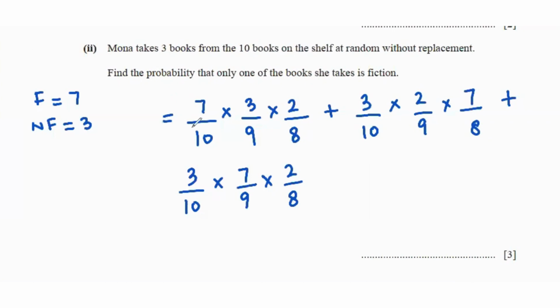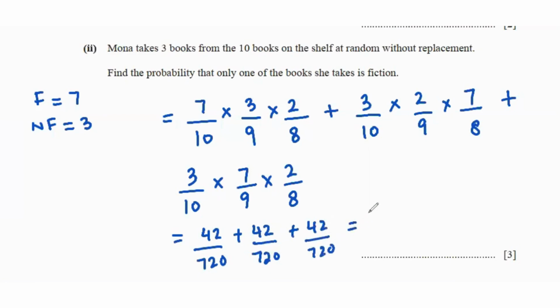So if we add these up, 7 times 3 times 2 is 42 over 720, plus 42 over 720, and 42 over 720. So 42 times 3 is 126. And if we simplify this, 126 divided by 720 is 7 over 40.